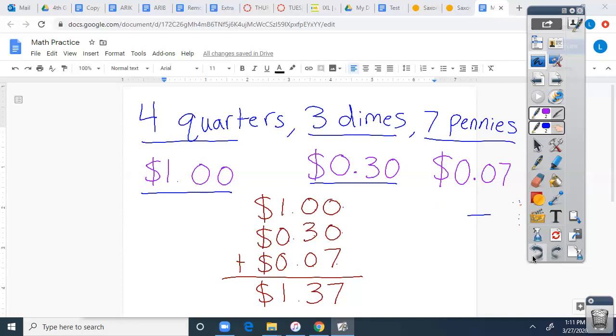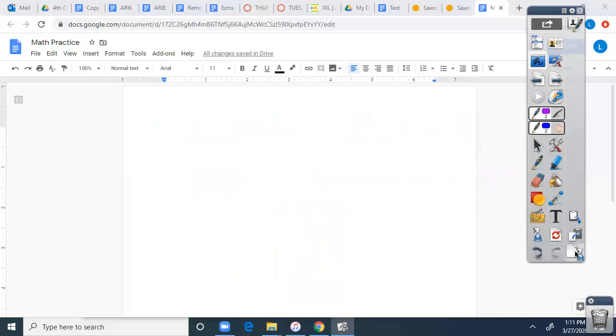Okay, it's too hard to add decimals in your head. So if I were you, I would write it out just like we did in those steps right there. Okay, and then the last type of question you will see, there are 2 questions on your homework like this.